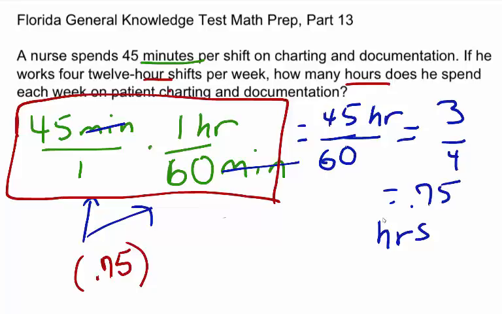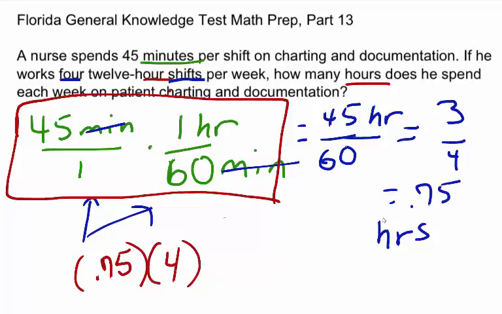Now the phrase 12-hour shifts really is kind of extraneous. It doesn't matter how long each shift is. What matters is how many shifts he works per week. So we have 4 12-hour shifts per week. That means we take our 0.75 and multiply it by 4.